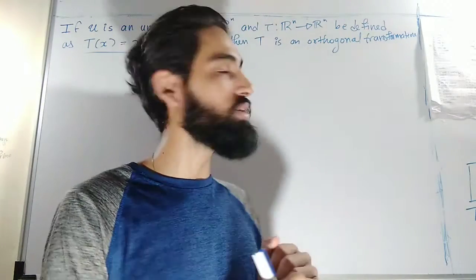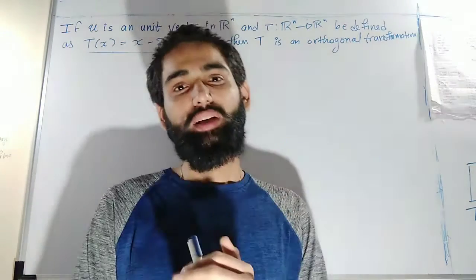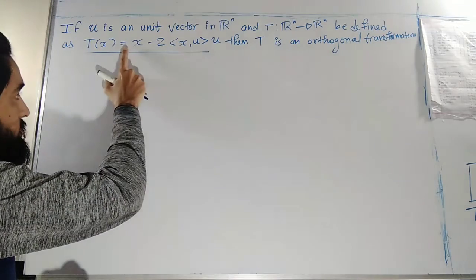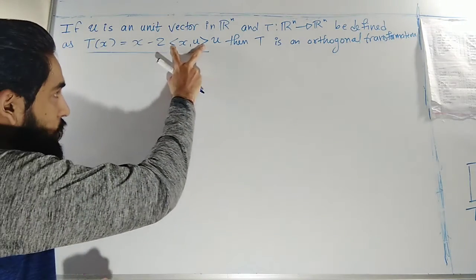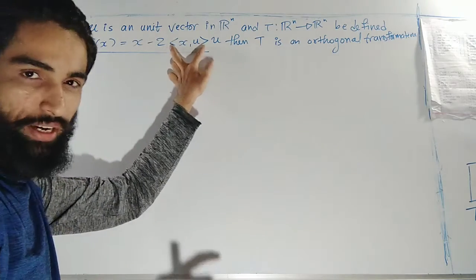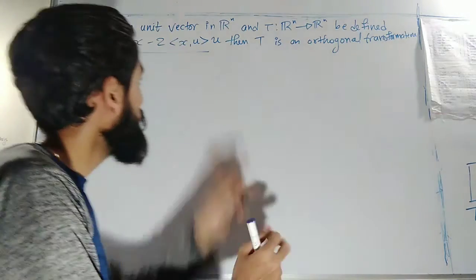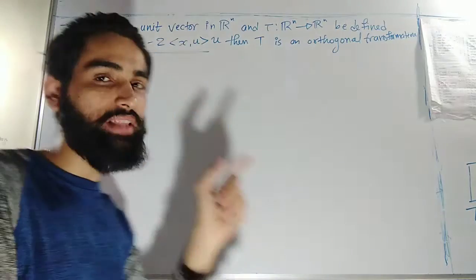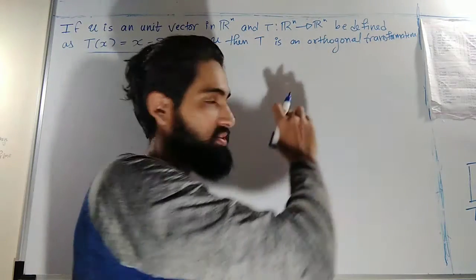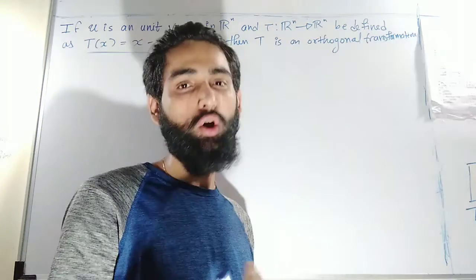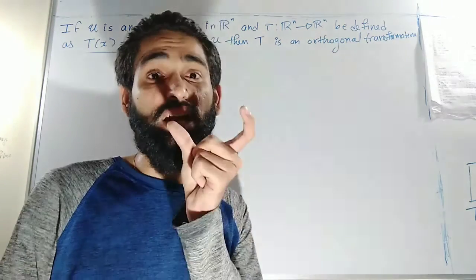I won't call it a linear operator yet because we will prove it, so it is just a function defined as T of x equals x minus 2 times the inner product of x and u. Since it is an inner product, it will be some real number, and that will be multiplied with the unit vector u. Then we will prove it is an orthogonal transformation. First we'll prove it is a transformation.